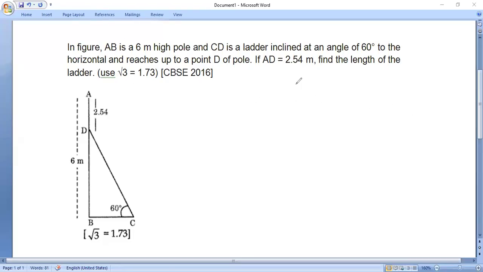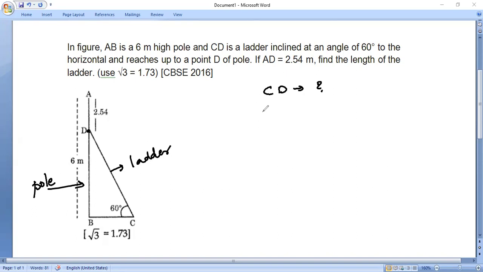Coming to the next question, in the figure it is given out here, AB is a 6-meter high pole and CD is a ladder inclined at an angle of 60 degrees to the horizontal and reaches up to point B. If AB equal to 2.54, find the length of the ladder. Okay, so this is the ladder and this is the pole. Use √3 equal to 1.73. This is a CBSE question from 2017. So find the length of the ladder. So we are asked to find out CD.